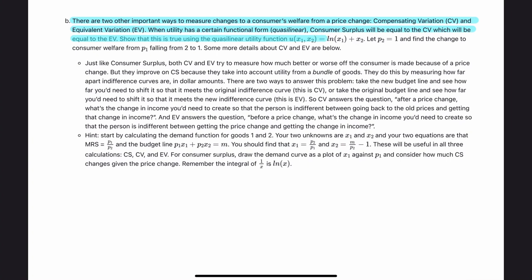Show that this is true using the quasi-linear utility function U(x1, x2) is the natural log of x1 plus x2. Let P2 be 1 and find the change to consumer welfare from P1 falling from 2 to 1. Some more details about CV and EV are below. So it's just like consumer surplus, both CV and EV try to measure how much better or worse off the consumer is made because of a price change.